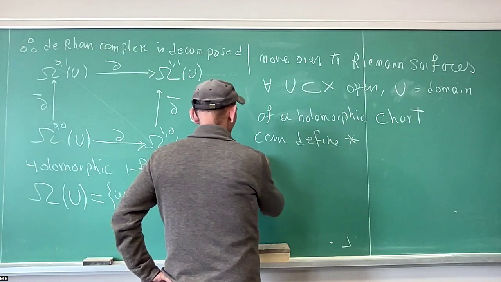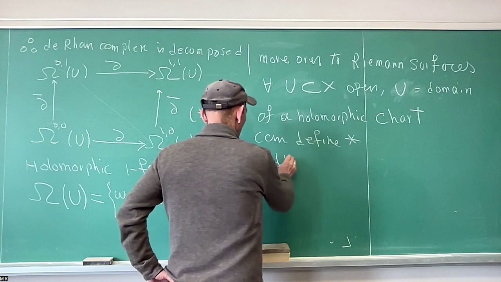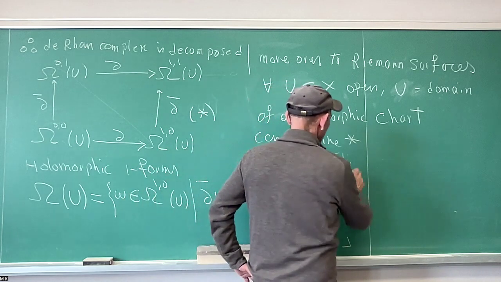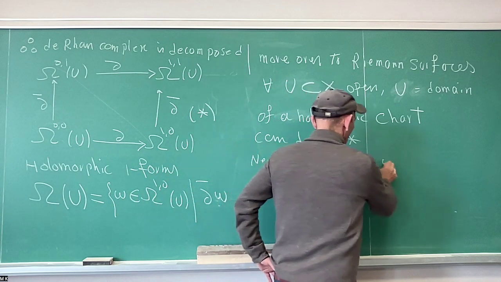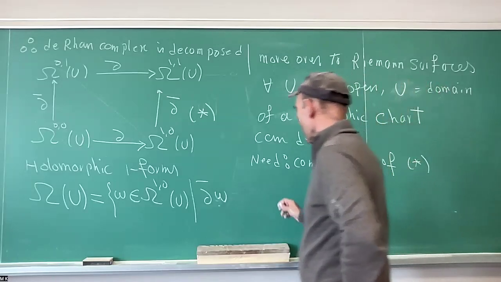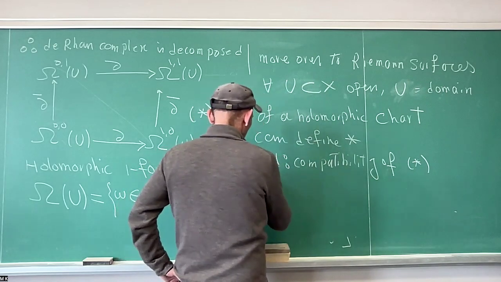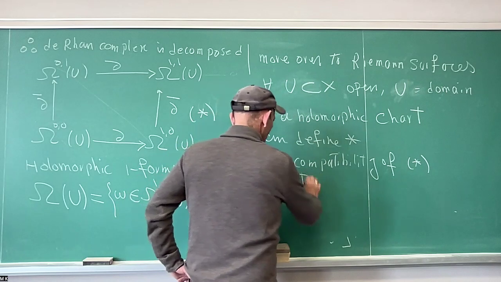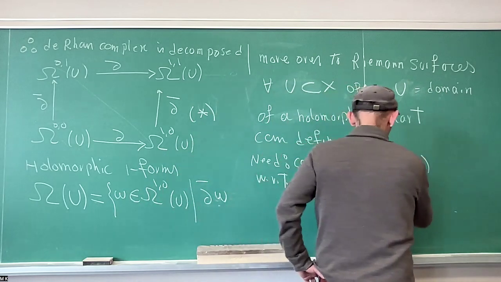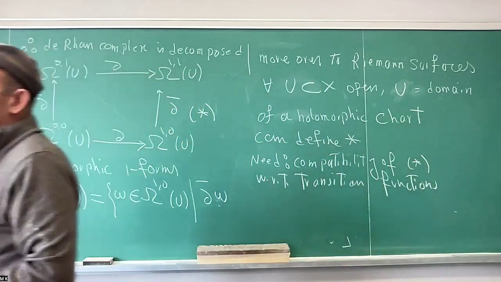So the requirement is compatibility of star with respect to transition functions when you go from one coordinate chart to another coordinate chart.